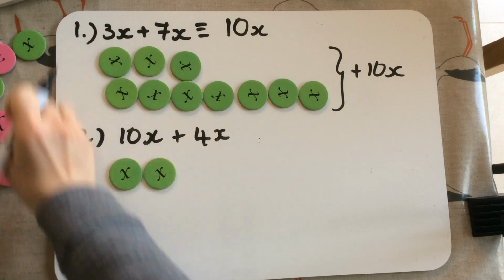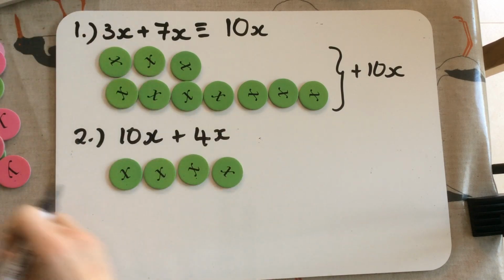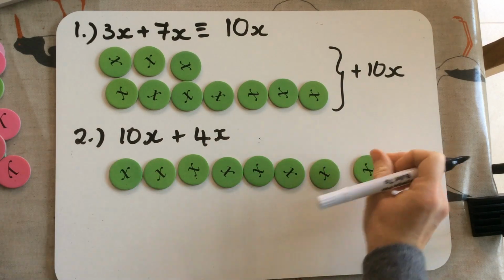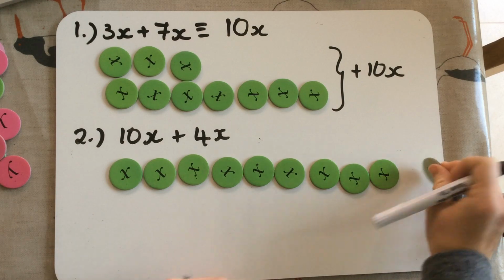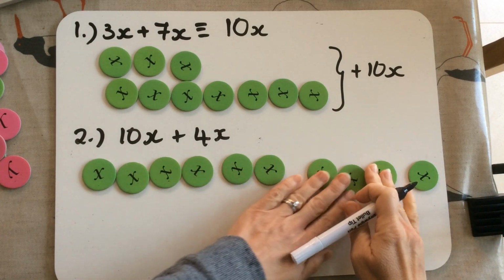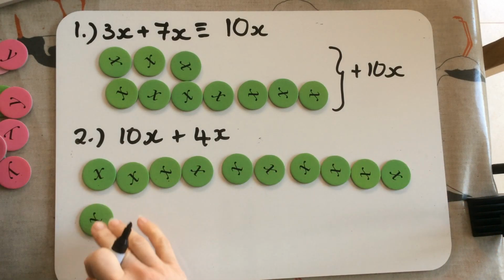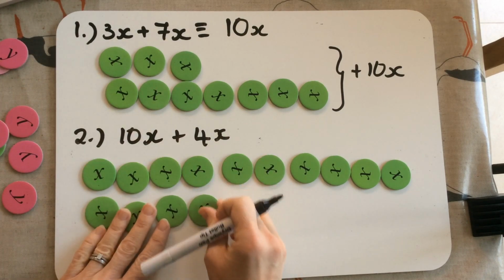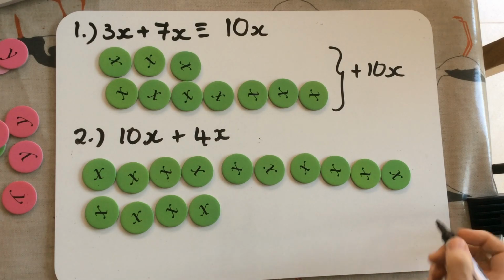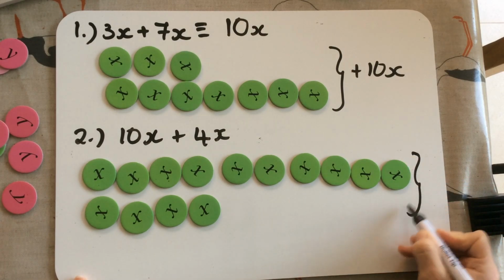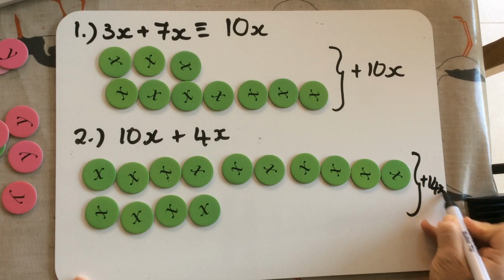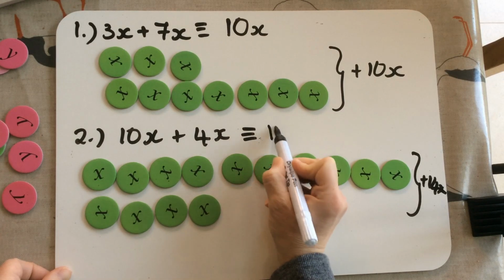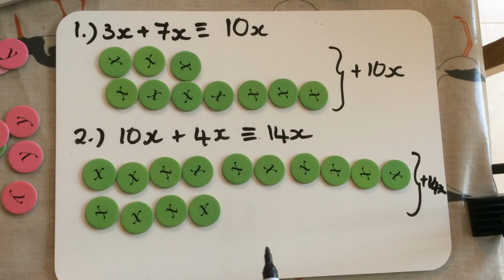Question 2. 10x add 4x. So I have 10x's in my first row. And then in my second row, 4x. I'm then going to look for any zero pairs, and there aren't any. And then I can sum to find a total of 14x. So 10x add 4x is identical to 14x.